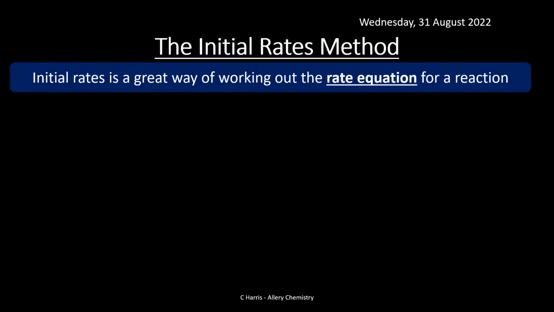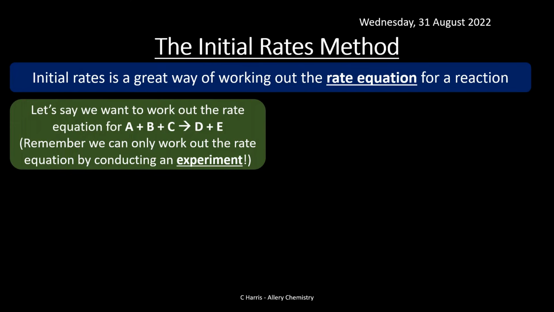So let's have a look at this. I'm just predicting what's happening next. So yes, the initial rates method is a really good way of working out the rate equation for a reaction. We can use the data from an experiment to work out what the rate equation could be.